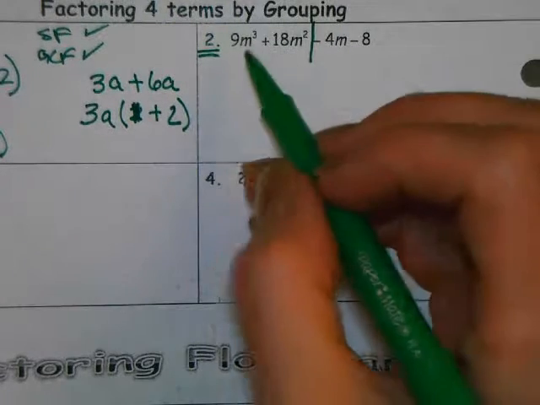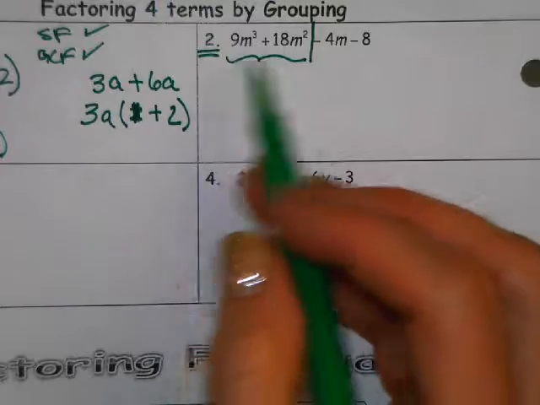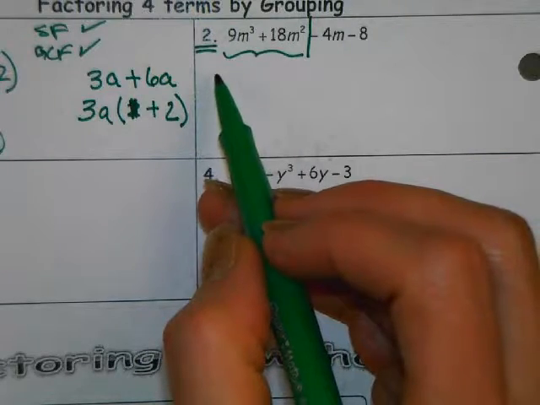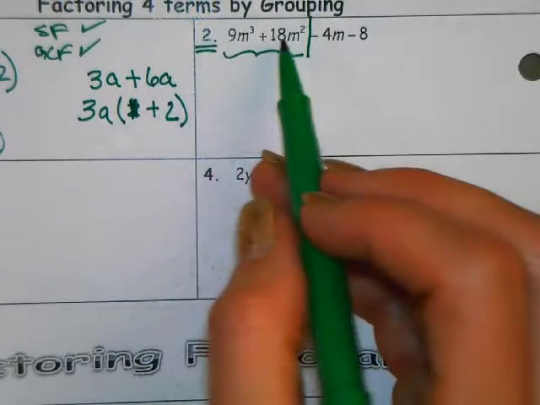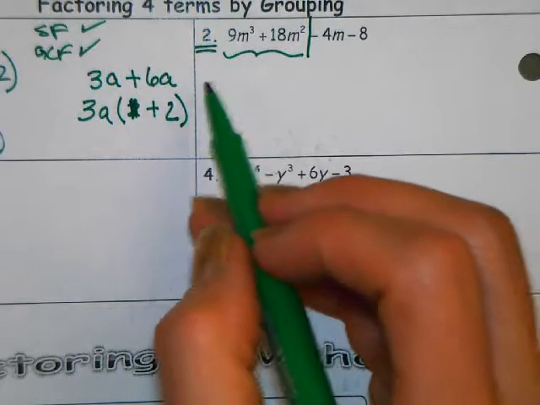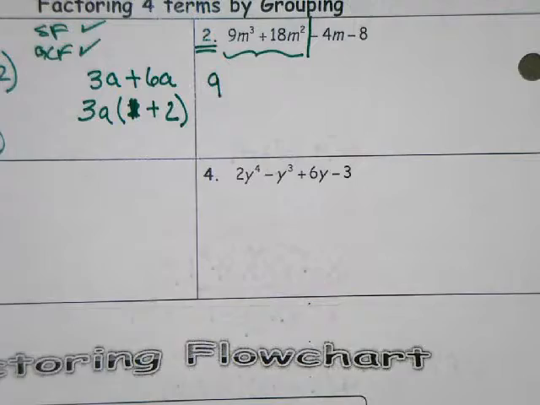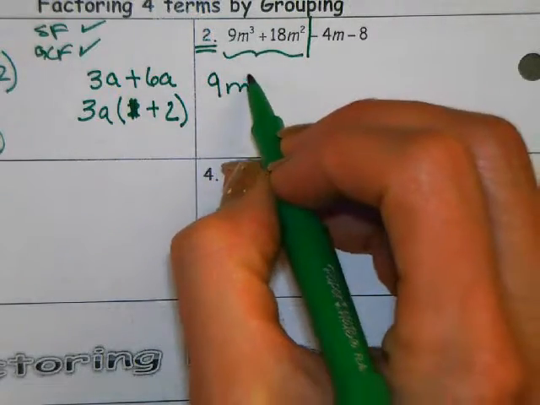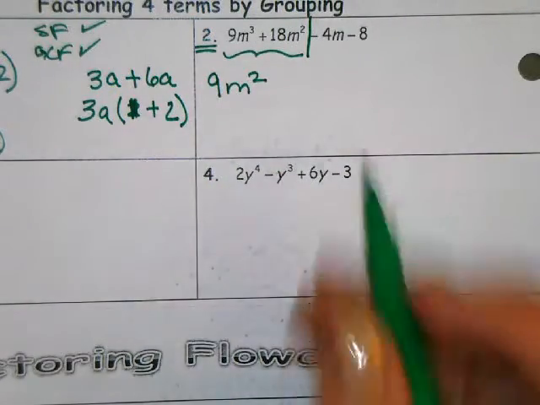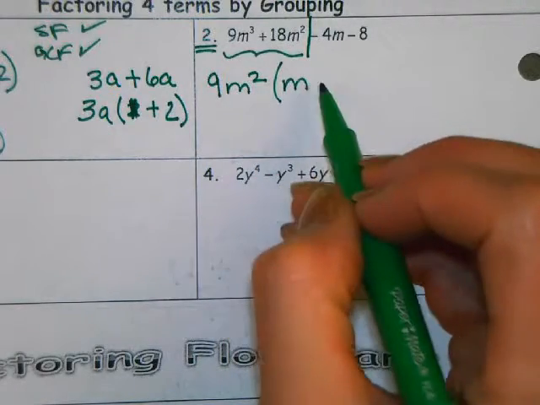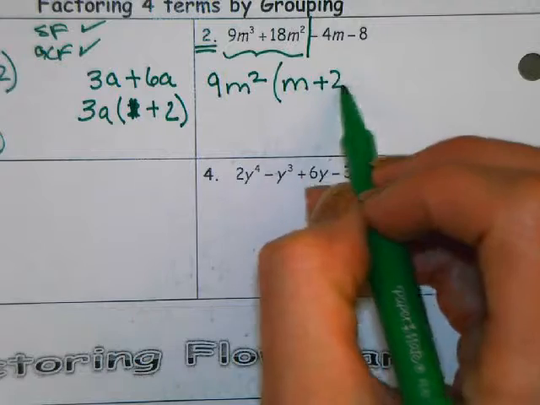Okay. So I'm going to look at this first set here and ask myself, is there a greatest common factor between those two? What is it? 9 can go into both coefficients, right? So let's do 9. And then how about the variables? What can I pull out? An m squared. Okay. Now what am I left with? I'm left with m plus 2, right?